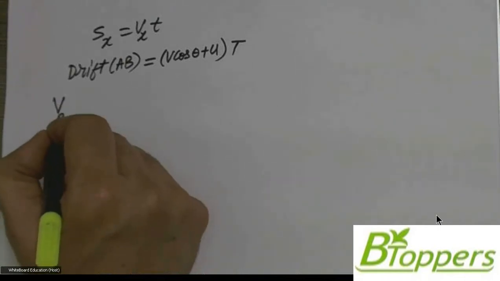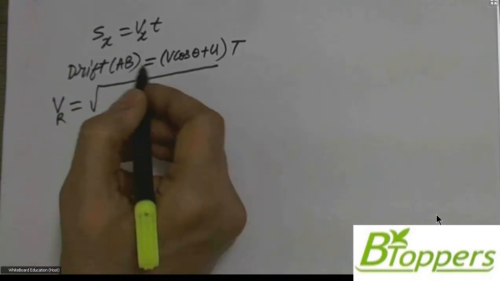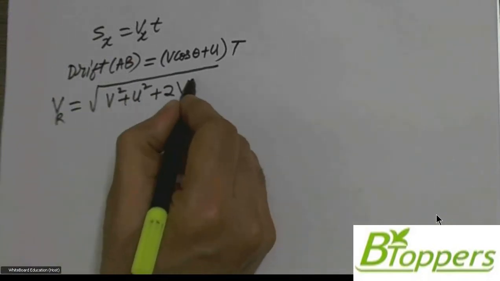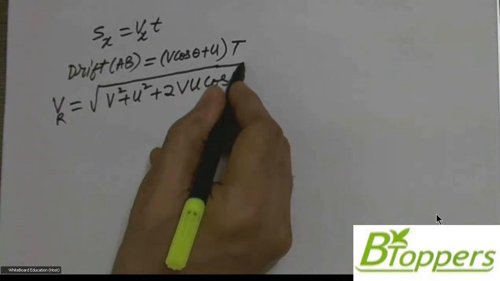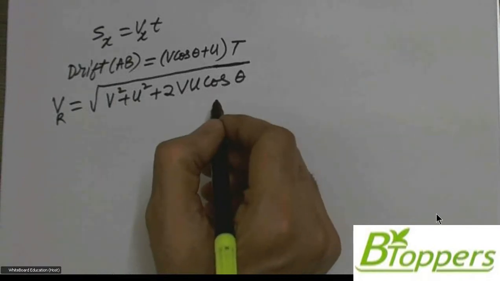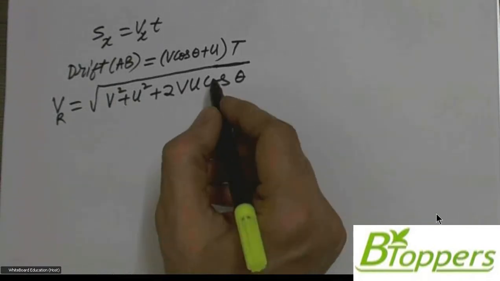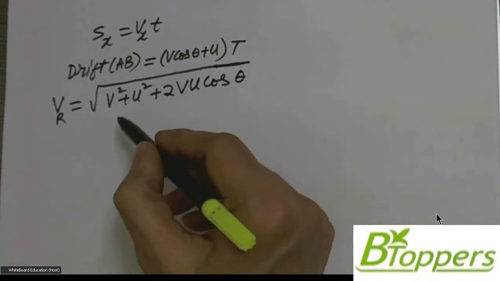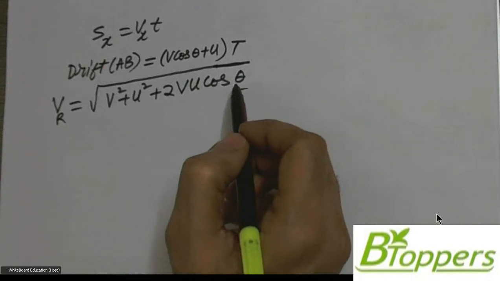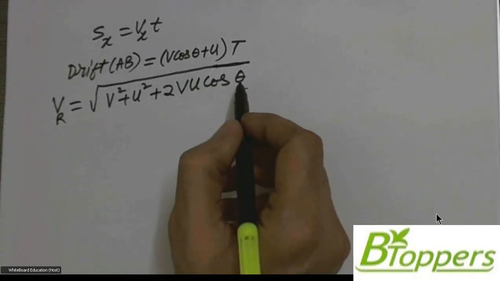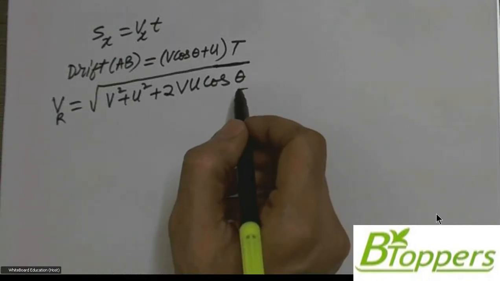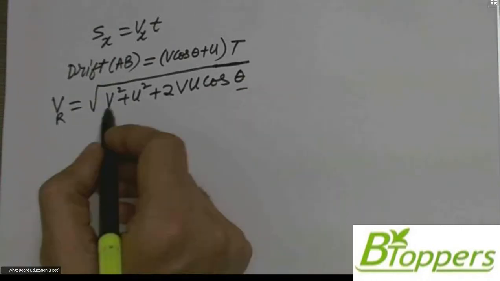From the parallelogram law of addition of vectors, the magnitude of the resultant velocity of the boat, meaning the magnitude of velocity of the boat as seen by a stationary observer on one of the banks of the river, is given by root of v square plus u square plus 2vu cos theta. That means using the formula for magnitude of the vector sum of two vectors, as we discussed earlier in the parallelogram law of addition of vectors.